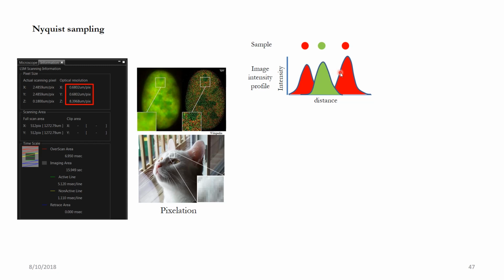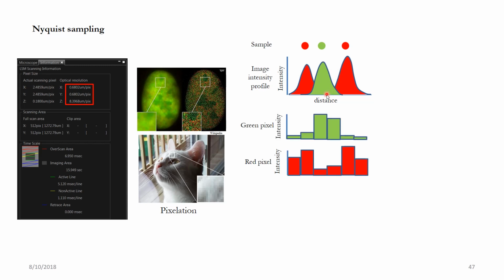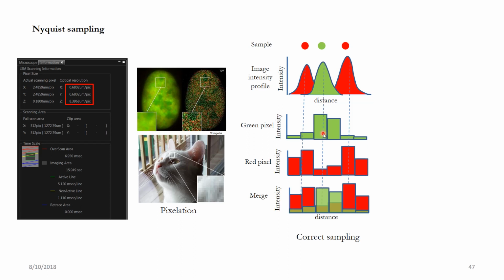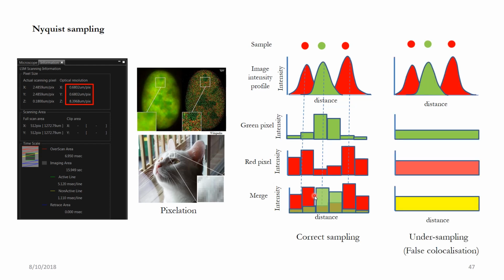Then comes the sampling. Like we discussed, we are going to sample at least twice per point spread function. And that way we will be able to successfully tell that the red and the green are not co-localized. On the other hand, even though you chose the right microscope objective, if you didn't sample enough, you will end up with a false co-localization. So always make sure that you are choosing the right objective as well as the right sampling.